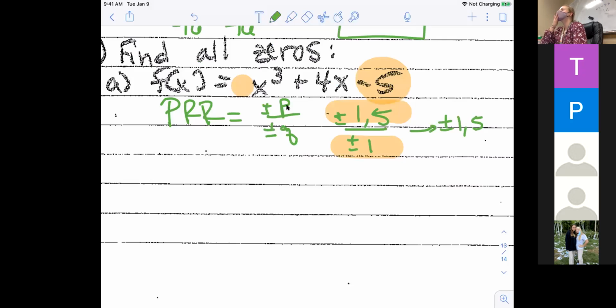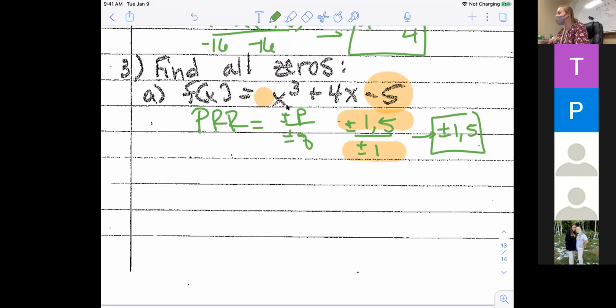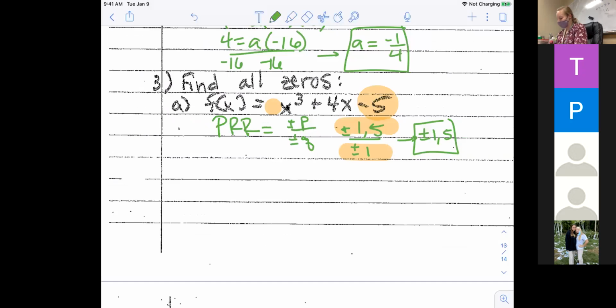Thank you. Okay, 1 and 5. This time I didn't give you a 0, so we have to check and see what it is. And this is where I said we got to start small. So let's start with 1. If 1 doesn't work, we're going to try -1. If -1 doesn't work, we're going to try 5. We'll go through all of them if we have to, but I don't want to. So let's start at 1.